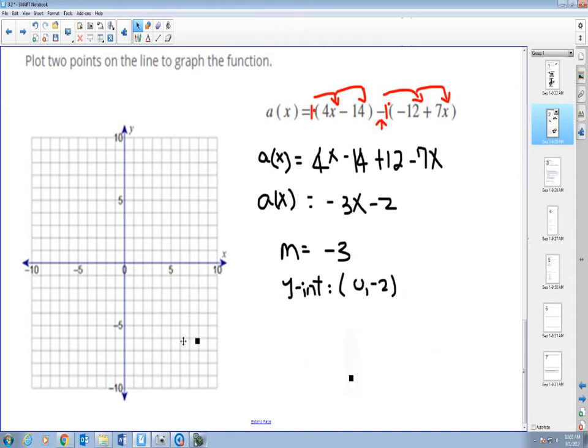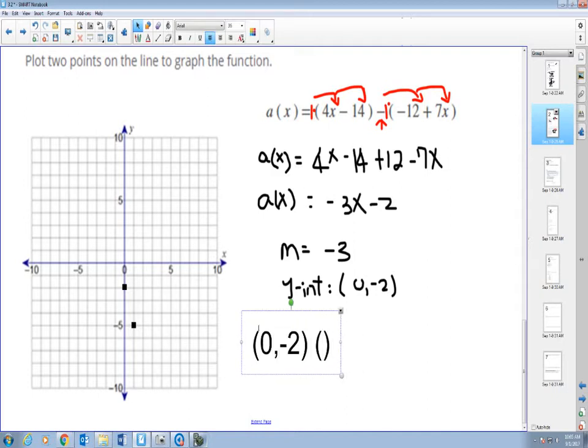So if I plot my y-intercept 0, -2 right here, then follow my slope to the next whole number point. So that'll be -3 over 1. So that's down 3, to the right 1. So this must be the next point on the line. The first point I plotted was 0, -2. My second point will be 1, -5. Those are the 2 points. Or you can just put this in the graphing calculator to extract your 2 points.